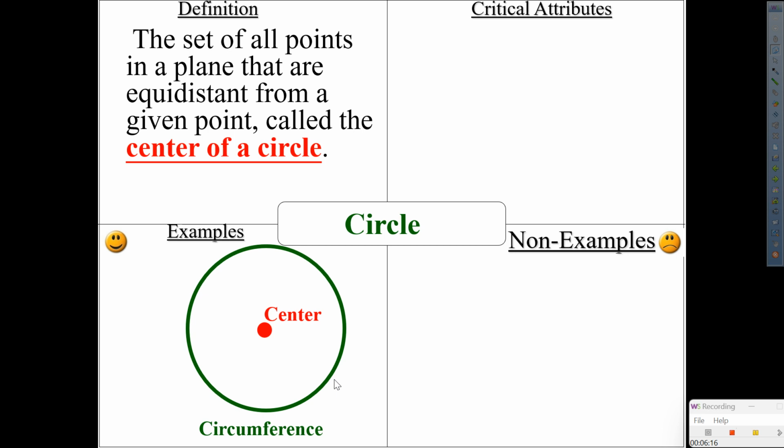What other terms do we know about circles? Tell your neighbor, what other terms do you know about circles? I heard radius. What else?